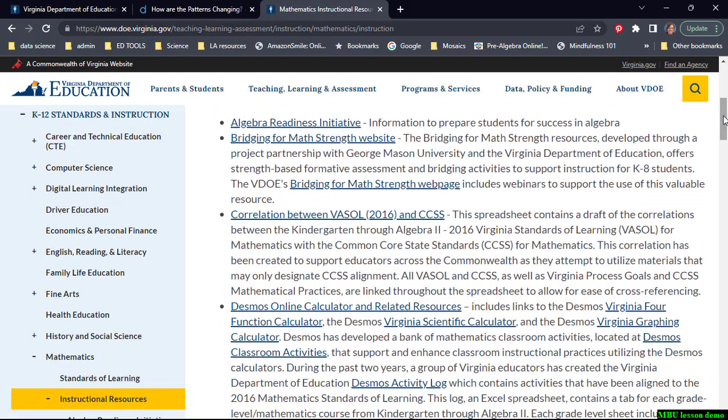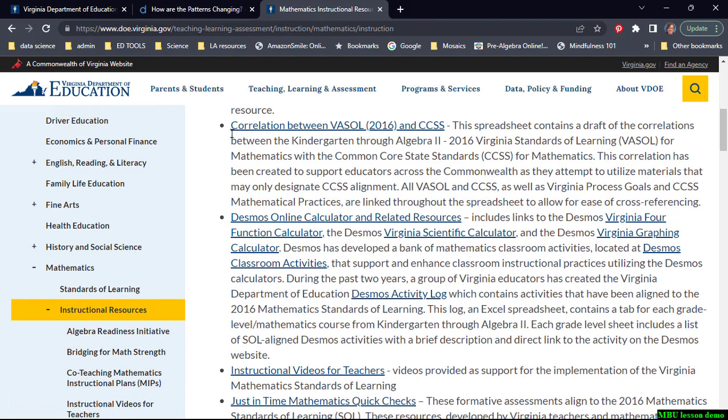So under mathematics, just look real quick, Algebra Readiness Initiative has all kinds of pre-algebra stuff in it to help kids get ready for algebra later on. Bridging for Math Strength is a new website that came up through COVID to help find out where the gaps of learning are for students and help them make the bridge from one grade level to the next.